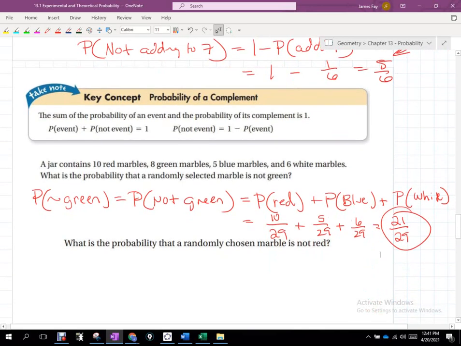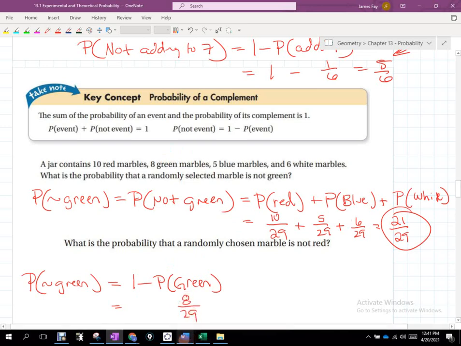Now, think about this math here. Probability of not green. Let's say that is the probability of 1 minus the probability of being green. How many are green? 8 out of 29, right? This 1 can be written as 29 over 29. What's 29 over 29 minus 8 over 29? 21 over 29. Is that the same answer? Was this less mathematical work to get the answer using the complement rule?